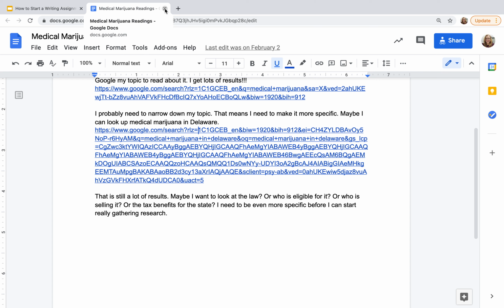The important part of reading for background knowledge is to get a general idea of the topic and then think about how you might want to narrow it down. So here I still had a lot of results. So maybe I want to look at the law or who is eligible for medical marijuana or who is selling it or the tax benefits for my state.